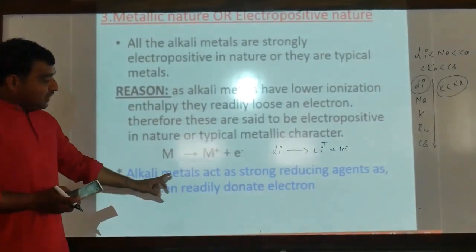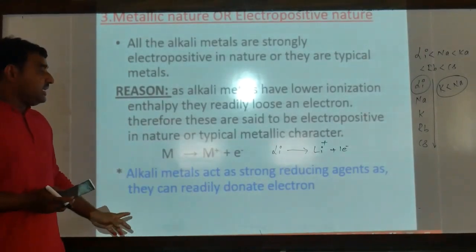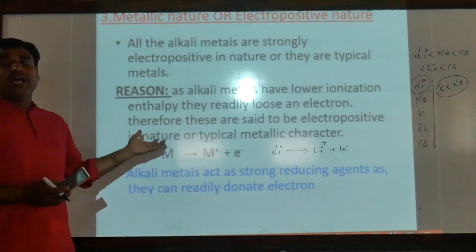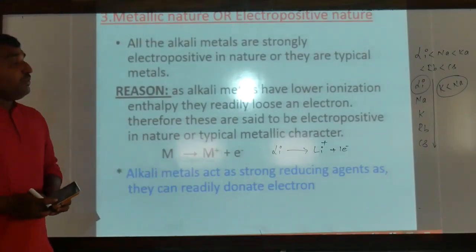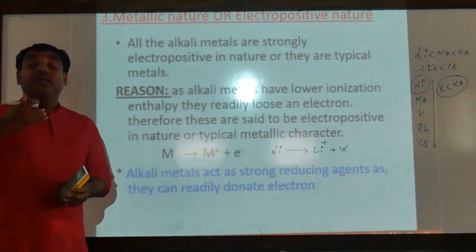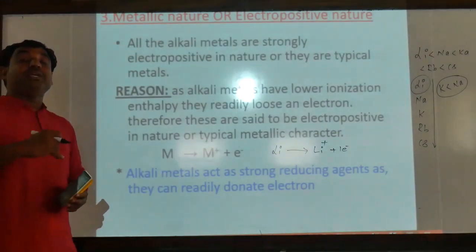And alkali metals act as strong reducing agents as they can readily donate the electron. Hope you know the meaning of a reducing agent. A reducing agent is one that itself undergoes oxidation, and the other substance is reduced.